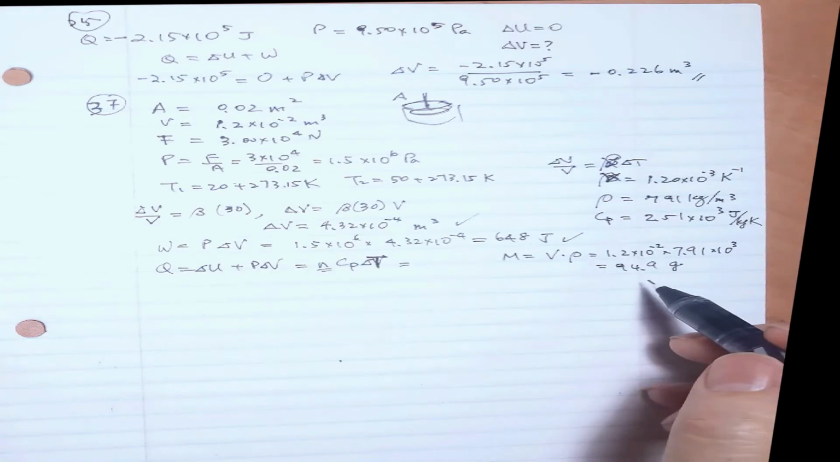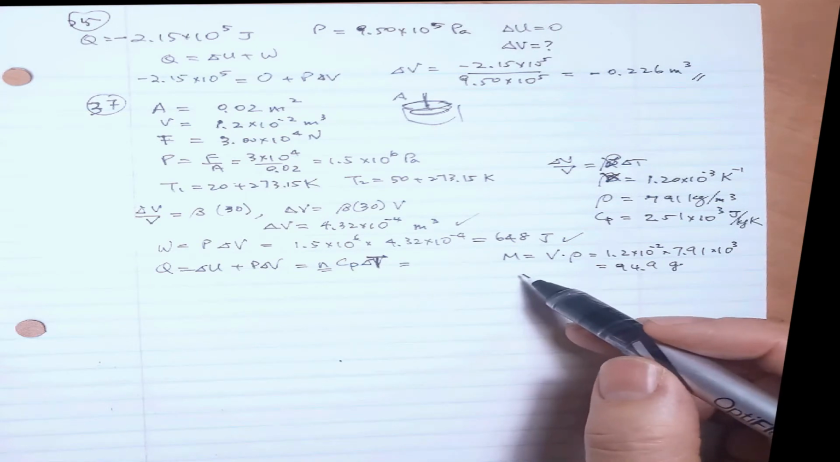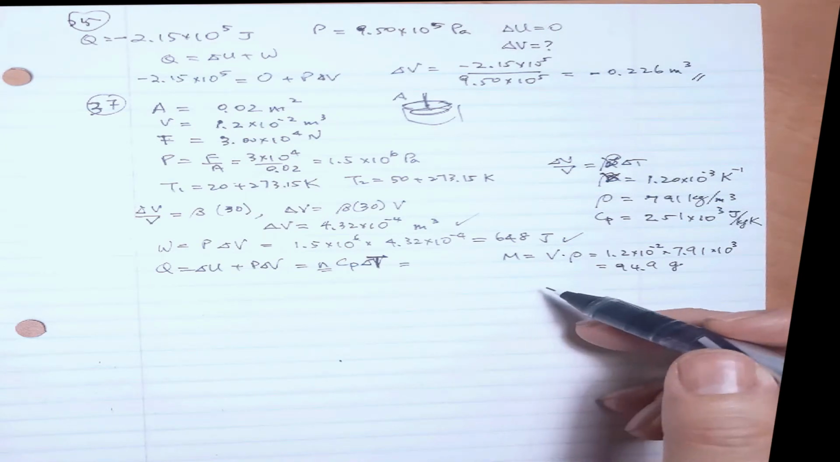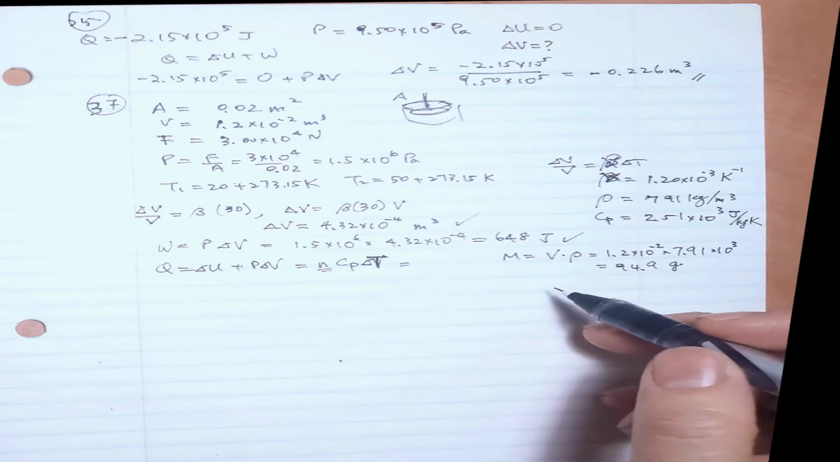Now I need to know what the molar mass of methanol is. Now methanol, the formula for methanol is CH3OH.